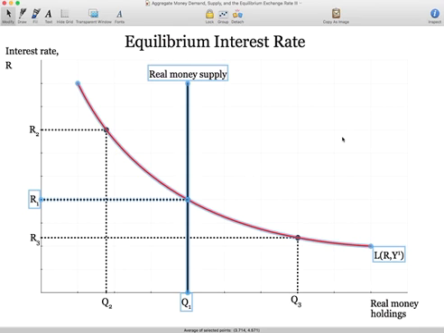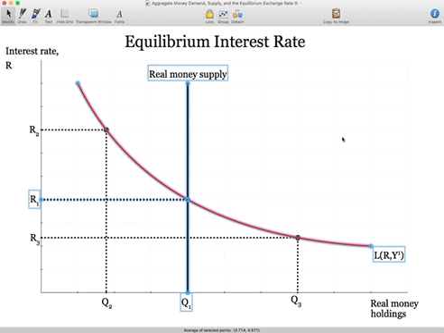Now realize that we have the real money supply as vertical because we are assuming that the Fed is controlling the money supply, or has some control of the money supply, and they are targeting a specific real supply of money in order to facilitate exchanges in the economy. So where the money supply curve intersects money demand, that is going to give us the equilibrium interest rate and the equilibrium quantity of money in money markets.